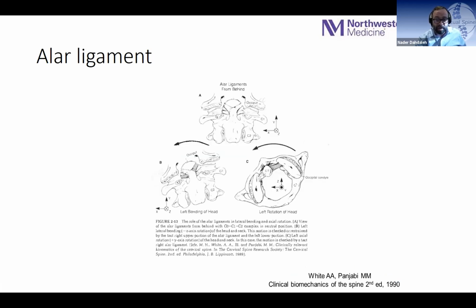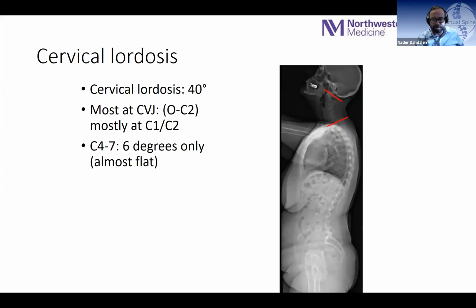We need to remember that the alar ligaments stabilize the CVJ in axial rotation. They act as a check, keeping the CVJ in check in terms of lateral bending and axial rotation. So the left-sided alar ligament limits right-sided axial rotation and right lateral bending, and vice versa.